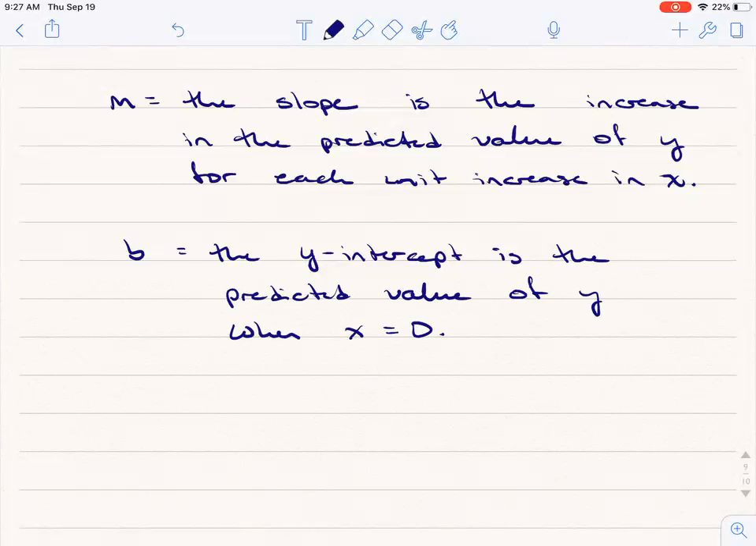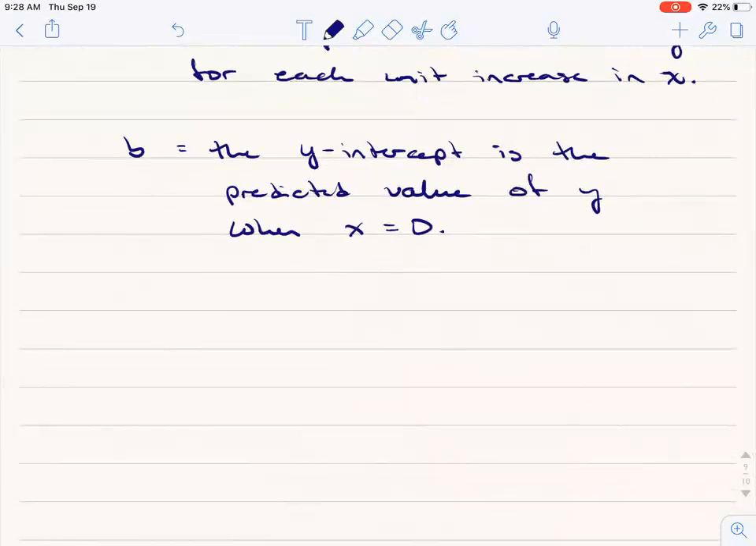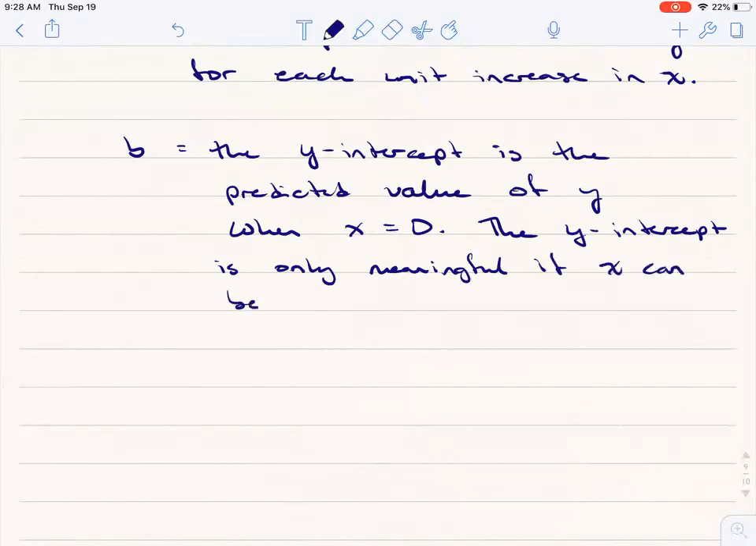We have to have the y-intercept because it anchors our line, right? And so I'm not asking, can you get rid of it? The y-intercept though is only meaningful if x can be 0.